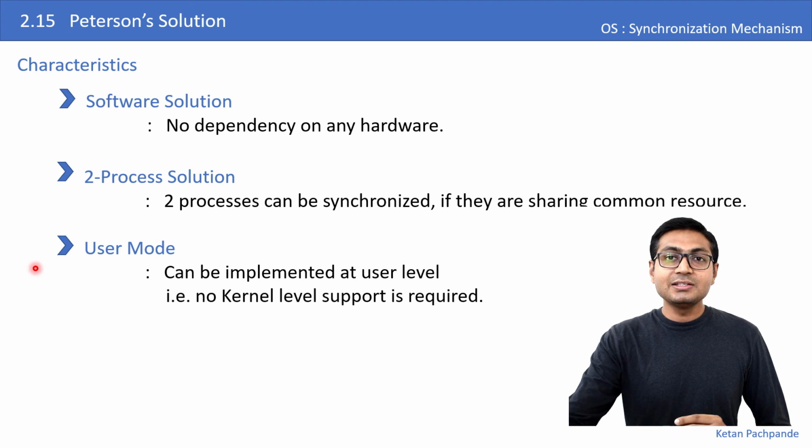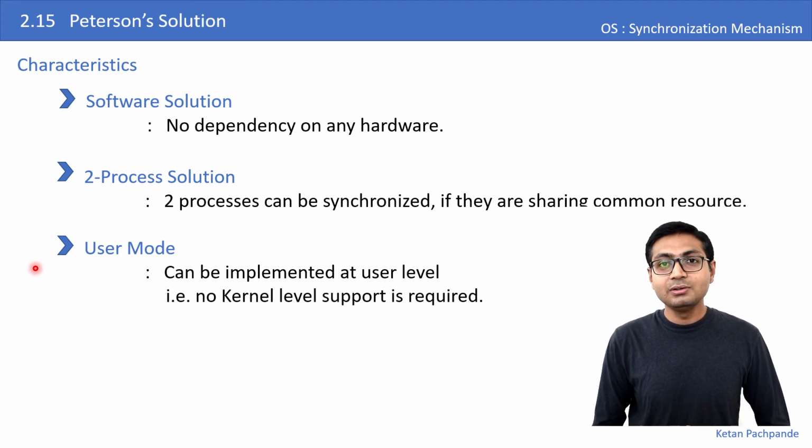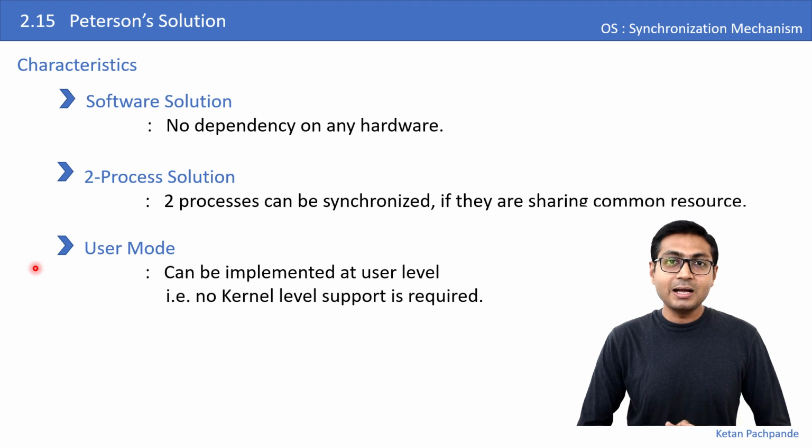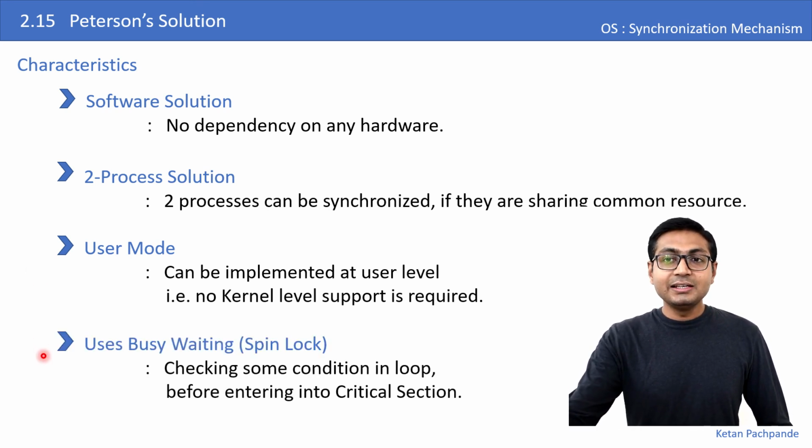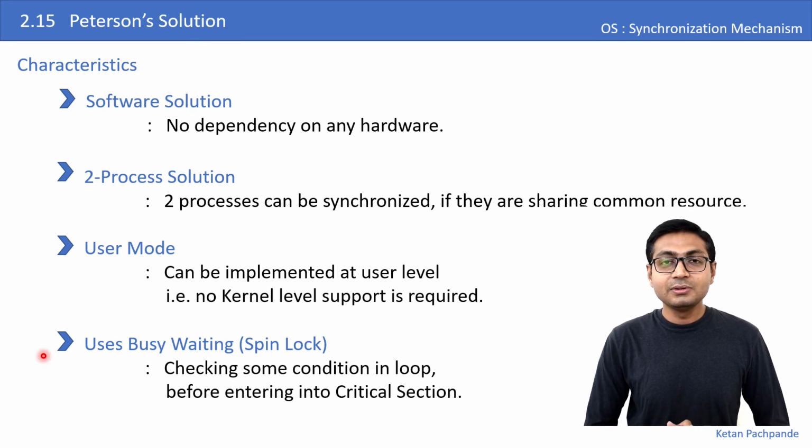The third characteristic is it can be implemented in user mode, meaning you can write the program to implement this solution in any programming language such as C, C++, Java, and you do not require any additional support from the kernel. The fourth characteristic is it uses the spin lock concept, meaning as we discussed in the lock variable solution and strict alternation, we wrote some loop in the entry section. Similarly, we are going to write some loop that will check the condition until it becomes false.